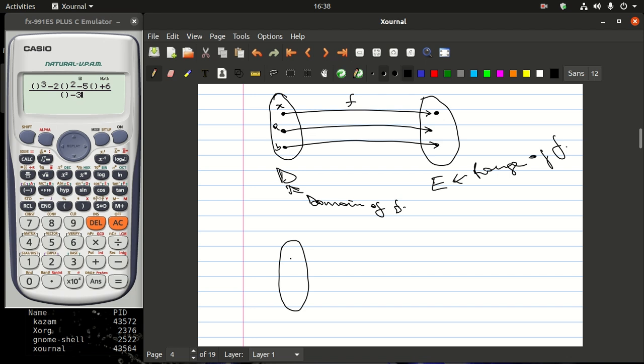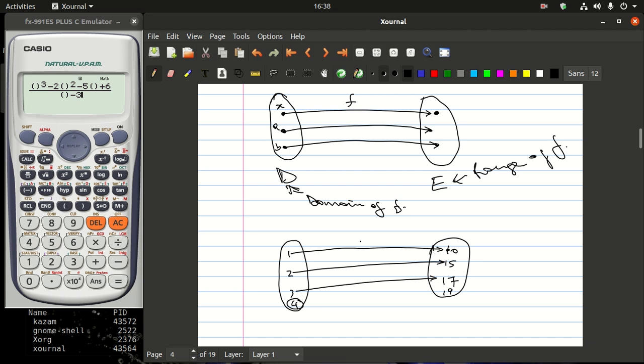So let's say I have elements here, 1, 2, 3, 4, and then here I have 10, 15, 17, and let me say 19. Now this element is mapped to that, this element is mapped to that, this element is mapped to that, this element is not mapped to anything, and we have this relation f which maps elements from this D to this E. Is this rule a function?